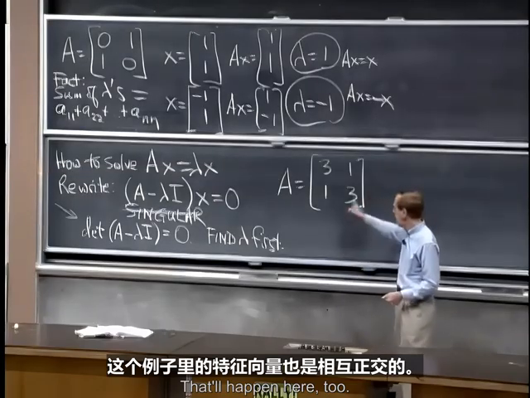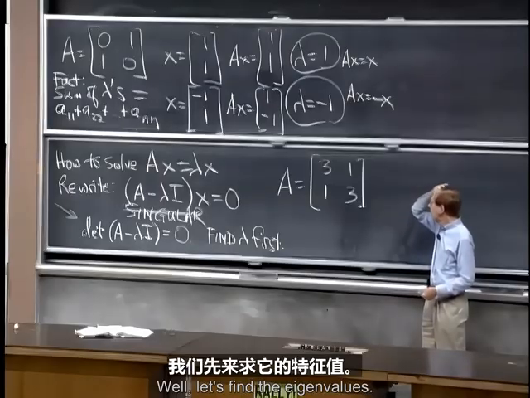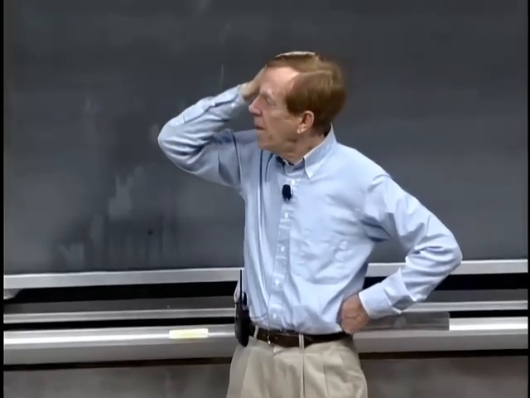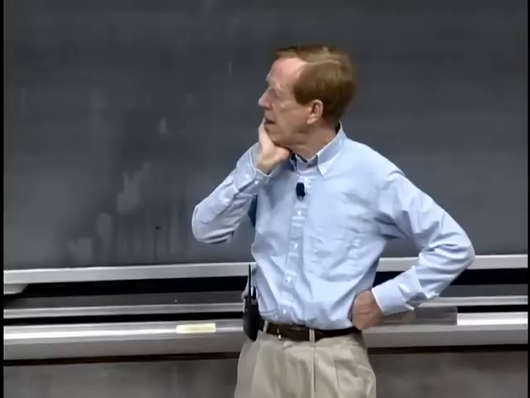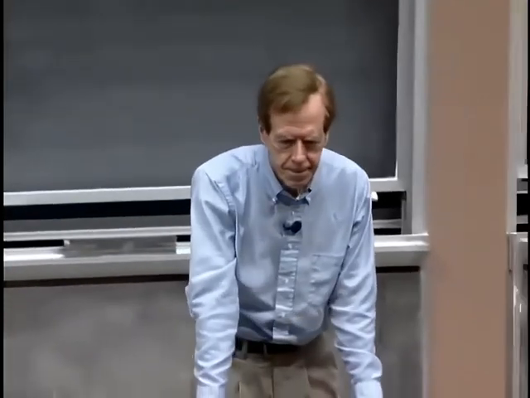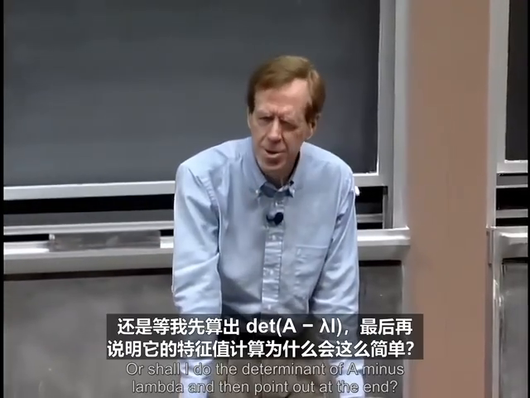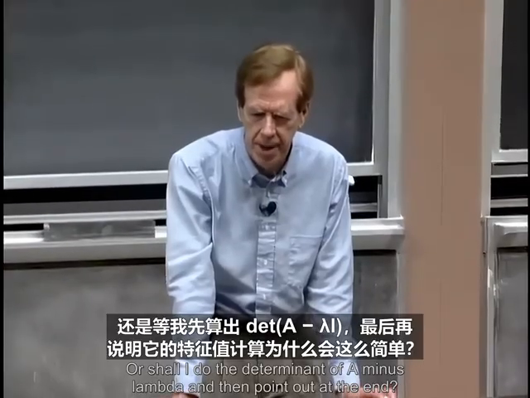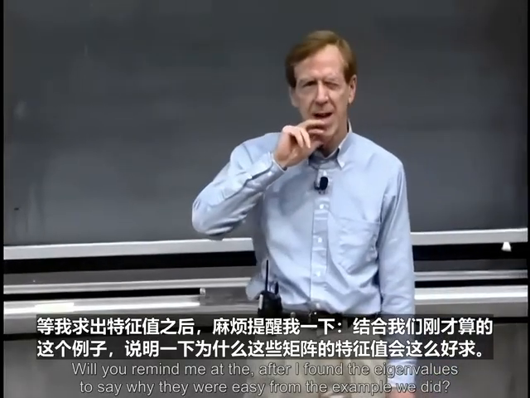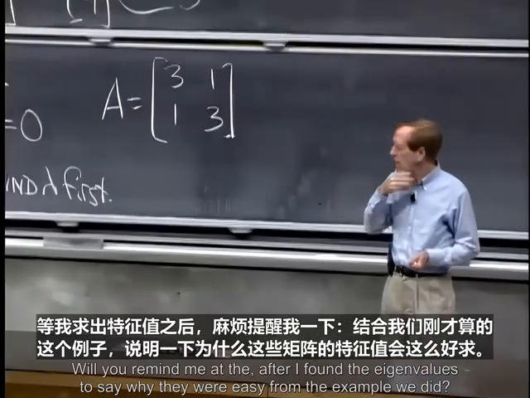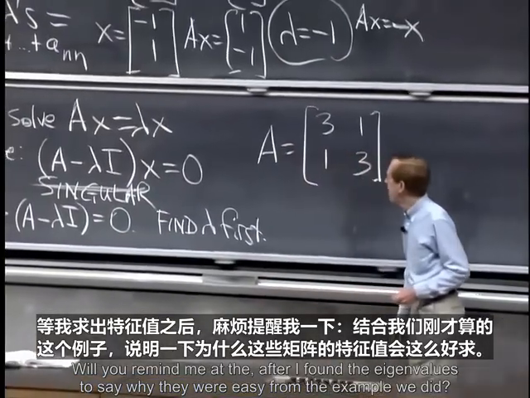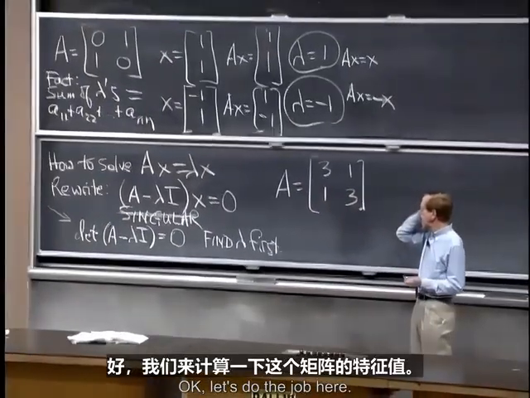That'll happen here too. Well, let's find the eigenvalues. Actually, my example's too easy. Let me tell you in advance what's going to happen. Or shall I do the determinant of A minus lambda and then point out at the end? Will you remind me after I found the eigenvalues to say why they were easy from the example we did? Okay, let's do the job here.